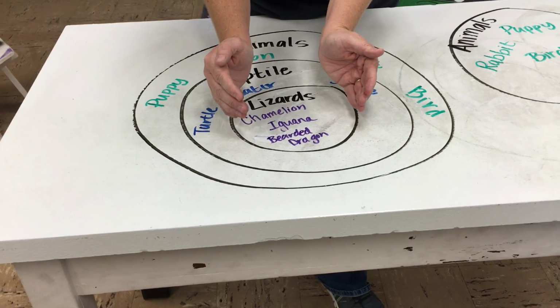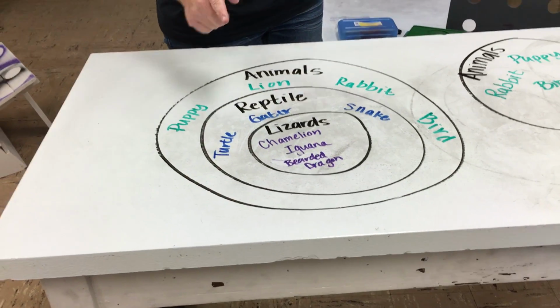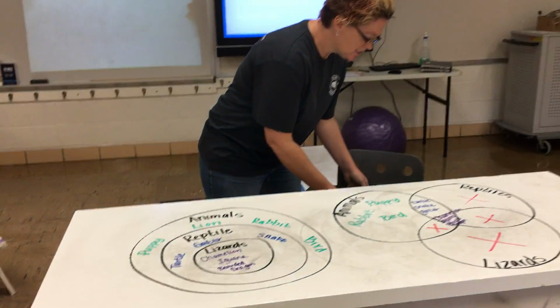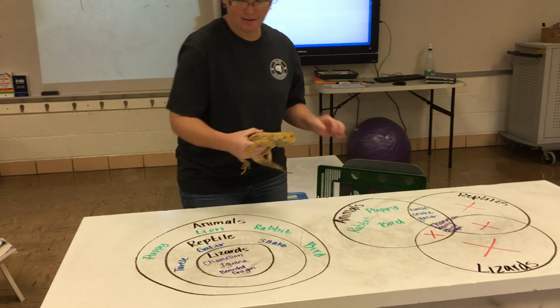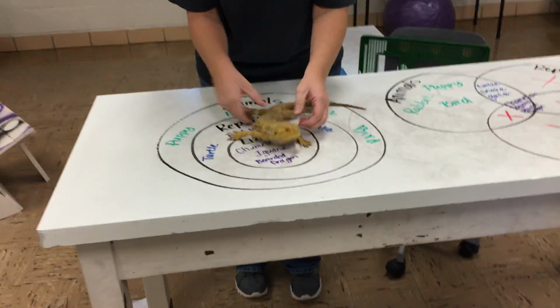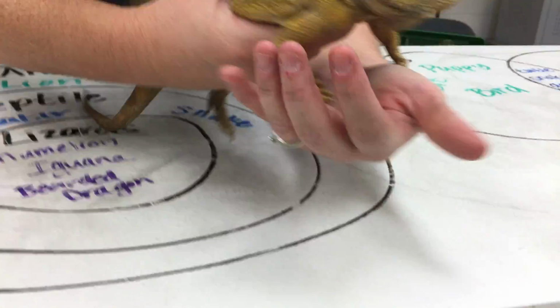So some of these can be listed as more than one. So the chameleon, the iguana, and the bearded dragon can be listed as more than one. Just in case you're wondering what a bearded dragon looks like, I have my friend Bob. He's our bearded dragon. And next year, you may get to see him in your science class. Everybody say hi, Bob.